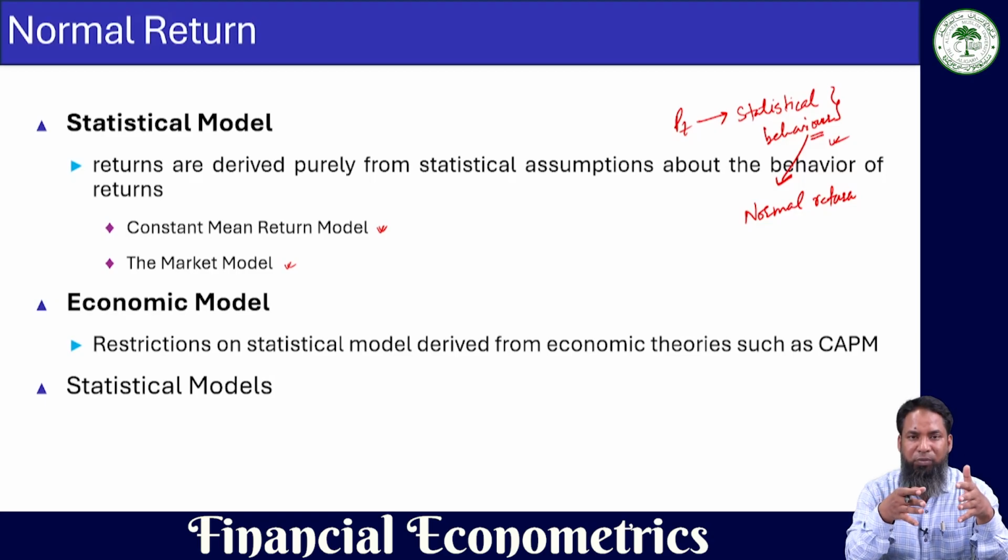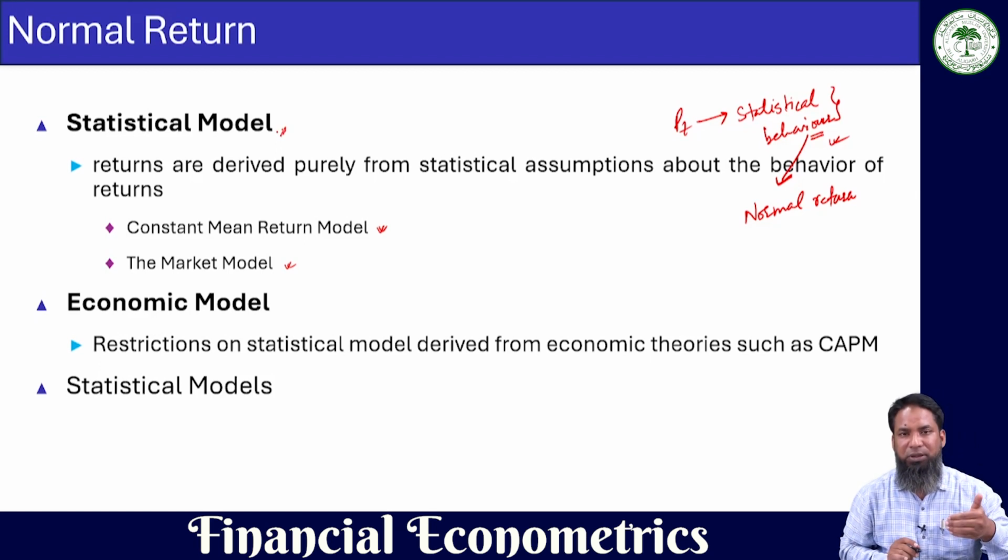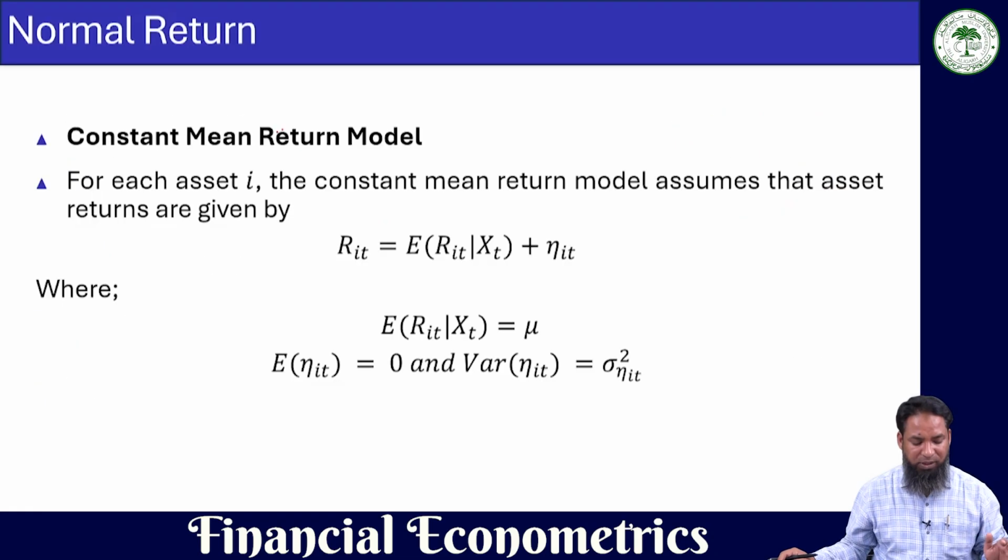Why do we call it an economic model? Because those restrictions which we are putting on the statistical model, we derive from economic theory. For example, the capital asset pricing model is nothing but an economic model, where we put restrictions on the statistical model, and those restrictions we derive from the theory. However, commonly we use the statistical model.